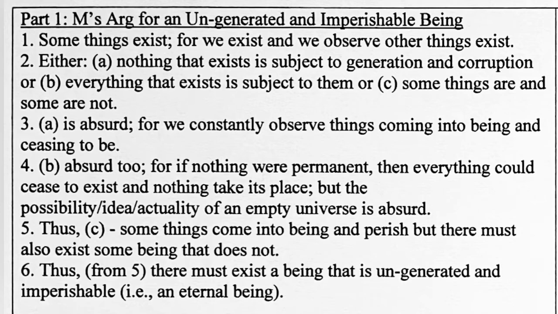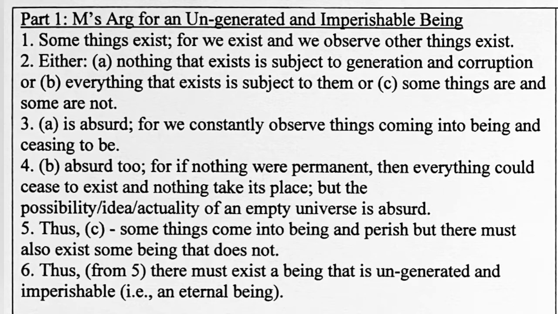Premise two, either A, nothing that exists is subject to generation and corruption, right? Nothing that exists is subject to coming into being and passing out of being. Or B, everything that exists is subject to generation and corruption. Or C, some things are and some are not. Premise three, possibility A is absurd, for we constantly observe things coming into being and ceasing to be. Four, but possibility B is absurd too. For if nothing were permanent, then everything could cease to exist and nothing take its place. But the possibility or idea or actuality of an empty universe is absurd.